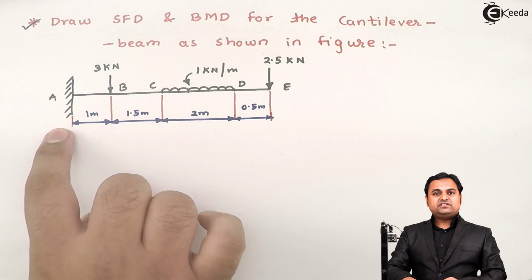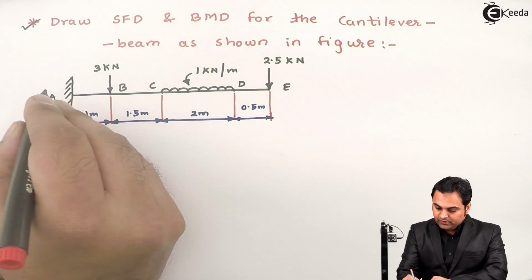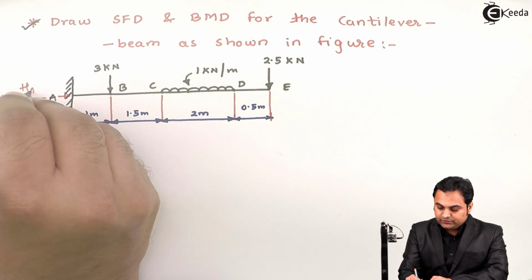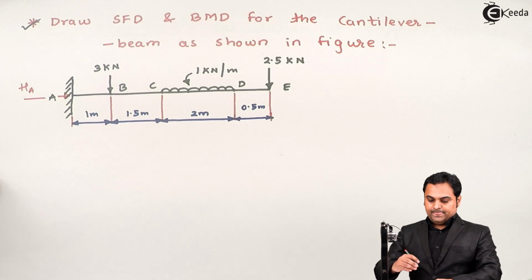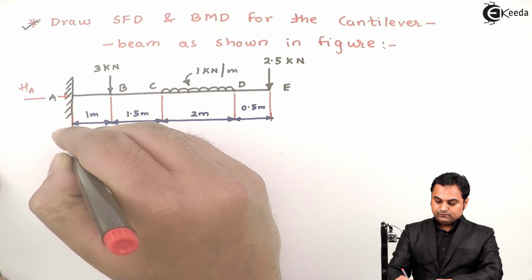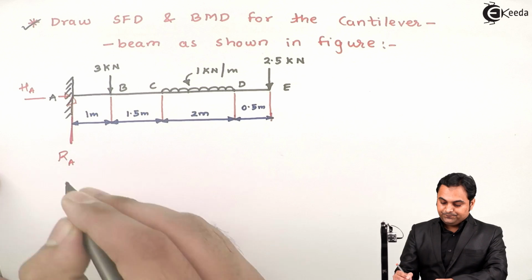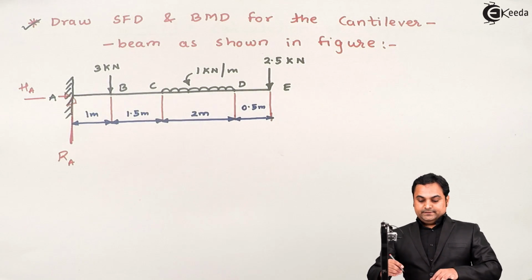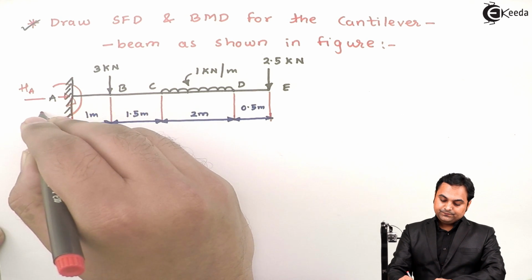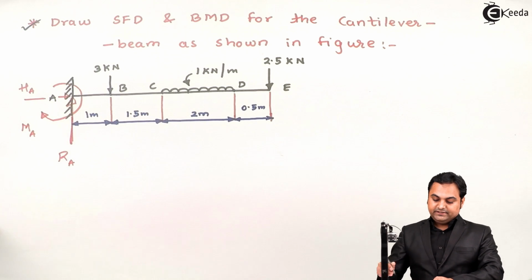So at this fixed end there are three types of reactions. Those are, first of all, horizontal reaction, which is called as horizontal reaction at A, HA. Then there is vertical reaction at A, which is called as RA. And then there is even a moment reaction at A, moment at A.